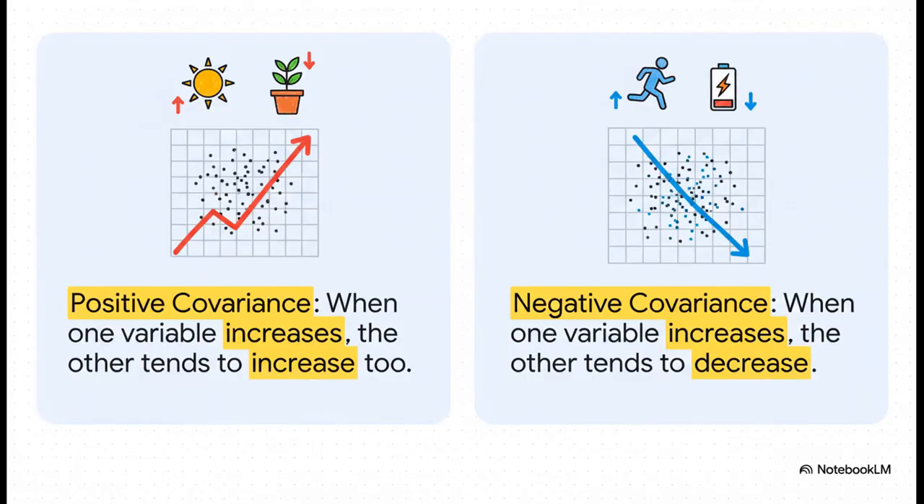And it basically comes in two flavors. You can have a positive covariance, which means that as one thing goes up, the other thing tends to go up too. Think about height and shoe size, right? And then you've got negative covariance, which is the opposite. As one thing goes up, the other tends to go down. Like say, the more you practice, the fewer mistakes you make.